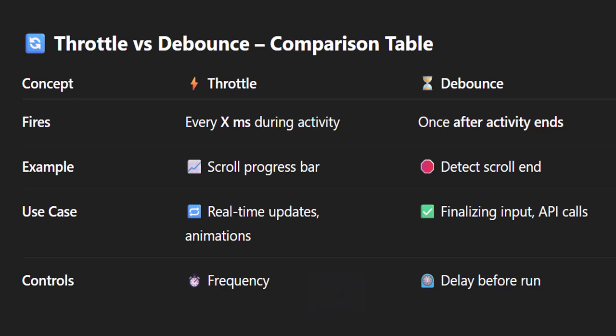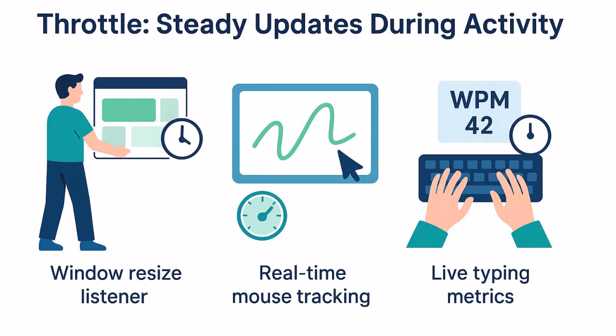Throttle controls how often a function runs. Debounce controls when it finally runs. So now you know the real difference between throttle and debounce, and you saw them working side by side on the exact same scroll event. Let's go over some real life use cases for both throttle and debounce, starting with throttle.